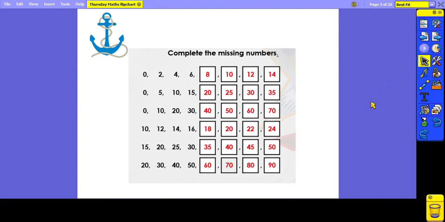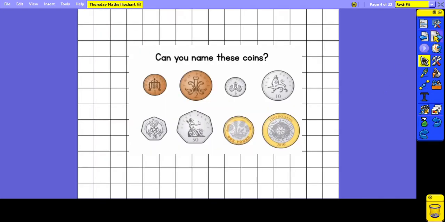And here are the missing numbers. So well done if you managed to get all of those. And now we're going to recap what we've been doing over the past couple of days. So can you name these coins? We're starting at the smallest value, and we're working towards the greatest value.